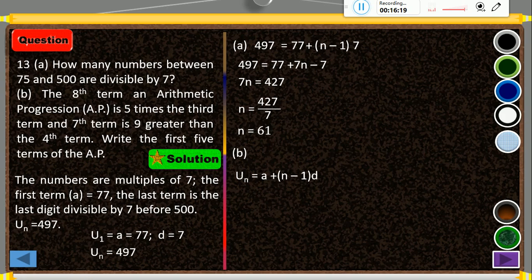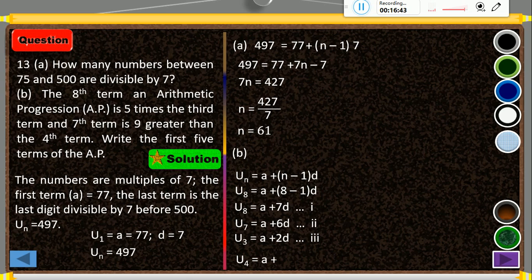B. The nth term is given by the equation. The 8th term is given by replacing n by 8. On simplification, the 8th term is equal to a plus 7d. The 7th term is equal to a plus 6d. The 3rd term is equal to a plus 2d. The 4th term is equal to a plus 3d.